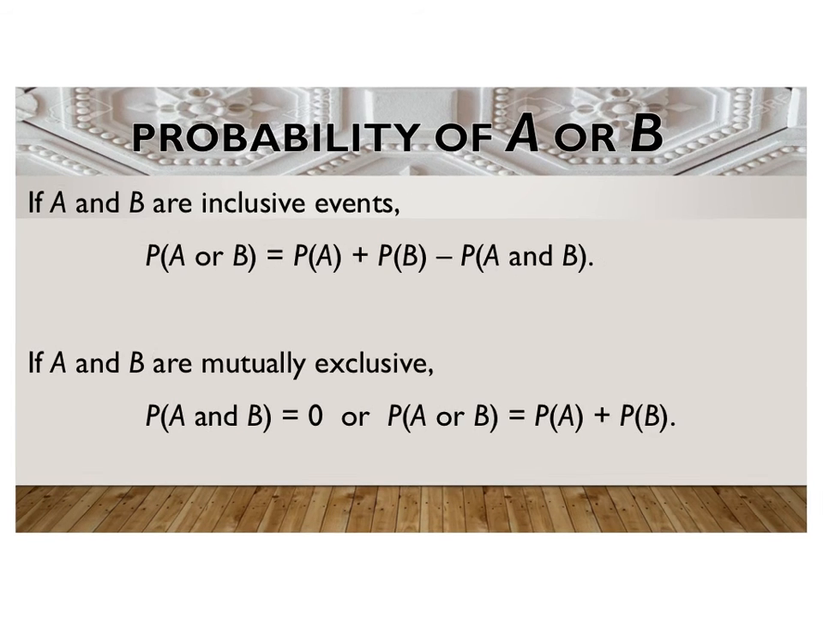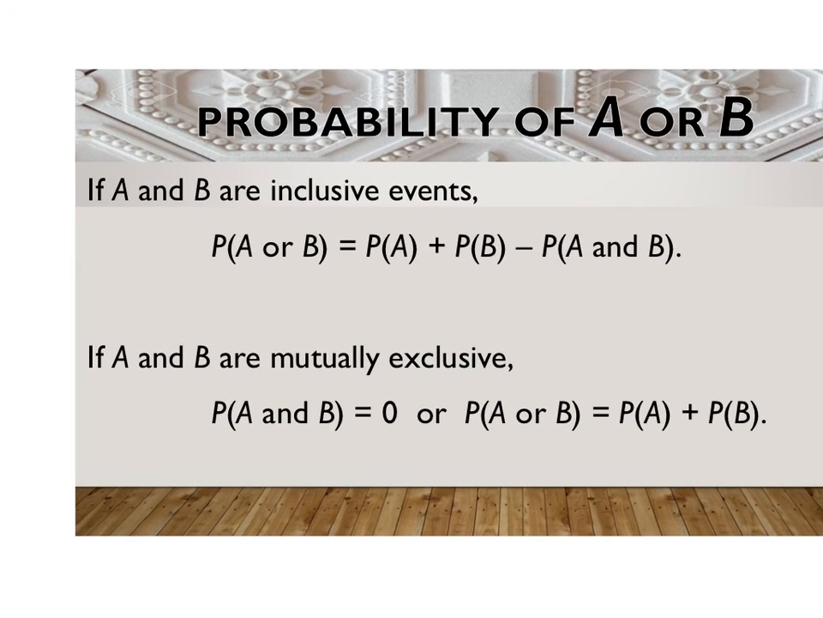All right, probability of A or B. If A and B are inclusive, in other words, there's an overlap, you're going to have to subtract out that overlap because you can't have it count twice. If they are mutually exclusive, no overlap, you don't have to worry about it. You don't have to subtract anything. It's just probability of A plus probability of B. So this is important to understand.